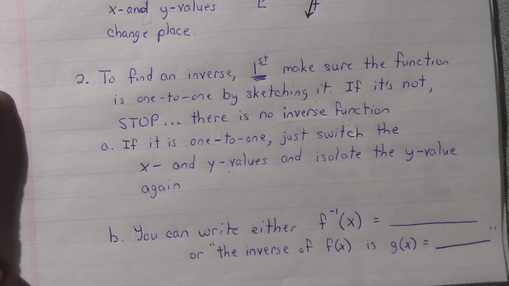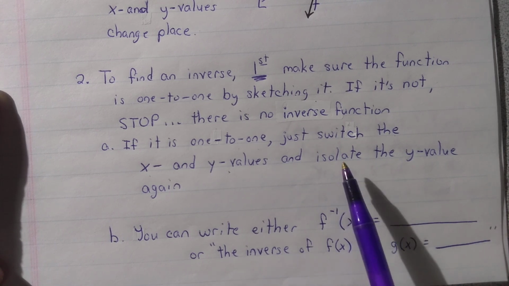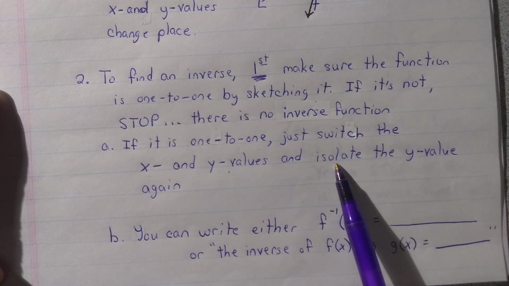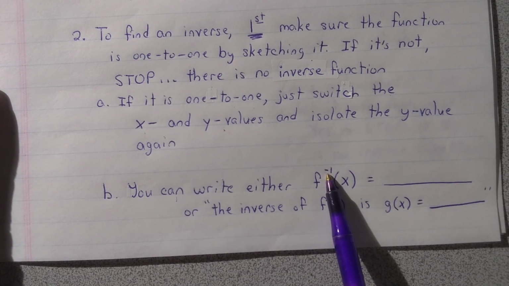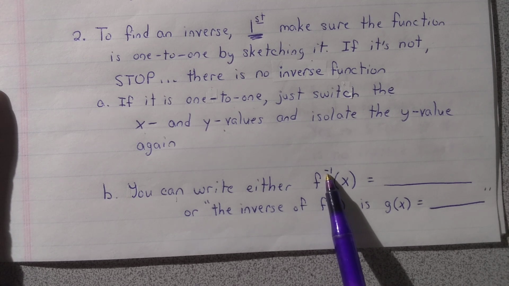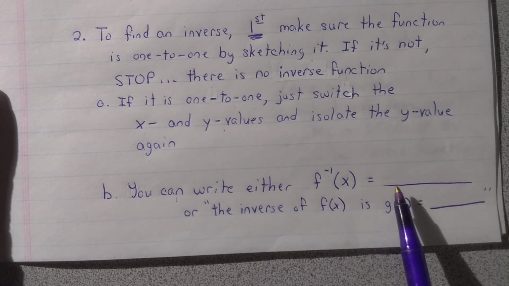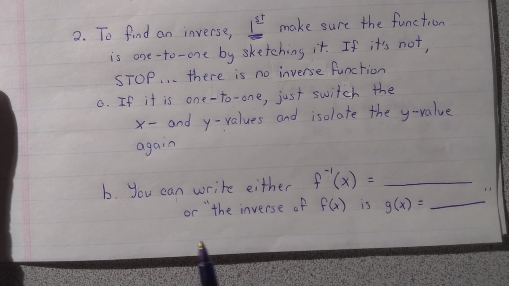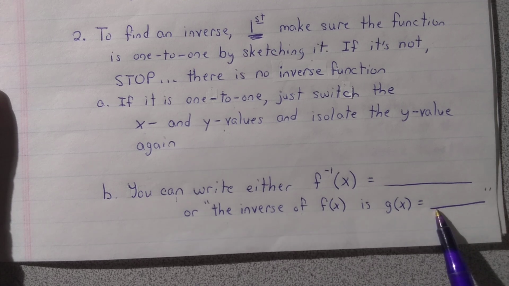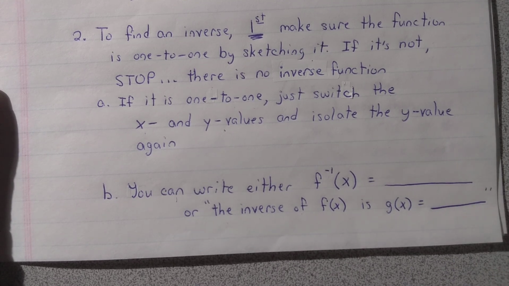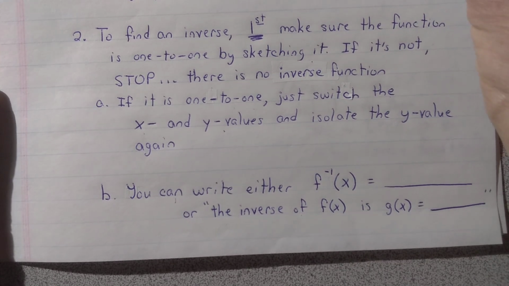Now please remember from earlier lessons, when the word isolate is used, it simply means get it by itself one more time. You can write your answer as either the inverse of f, that's what that little -1 means, the inverse of f of x is, and then write your inverse function here. Or you can write out the inverse of f of x is g of x, and then write out your function right here. Either one of those is fine. Your teacher might have a preference, so you might want to ask them, or the book might give you specific instructions. Please make sure to pay attention to those.